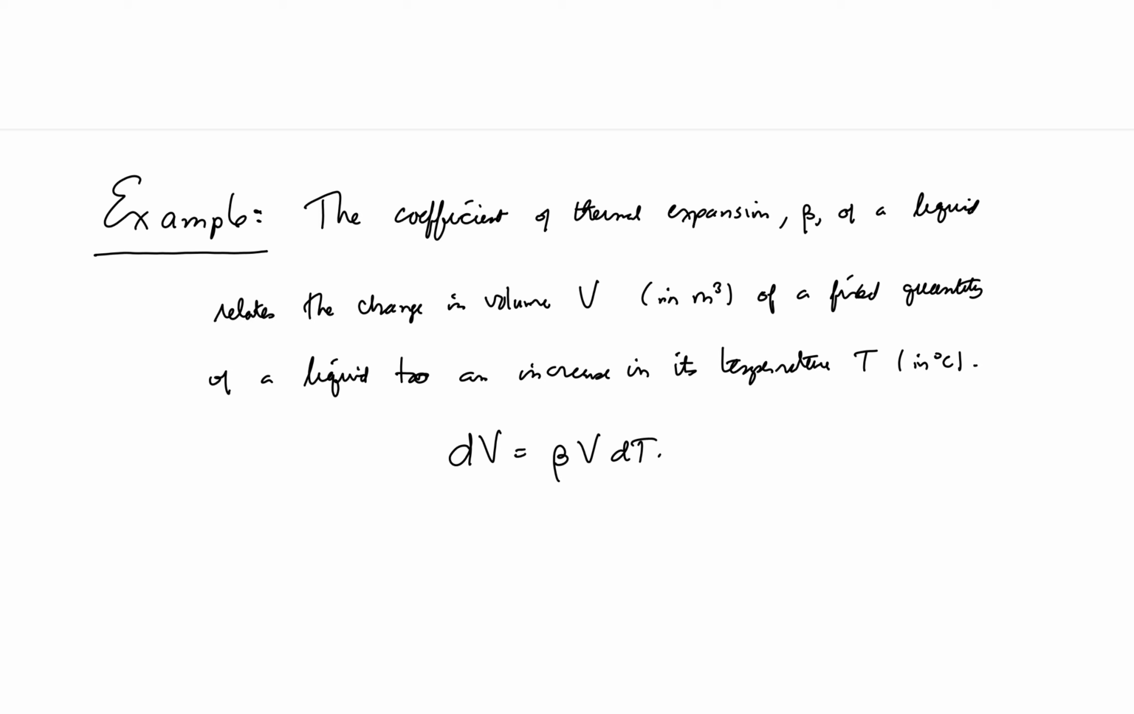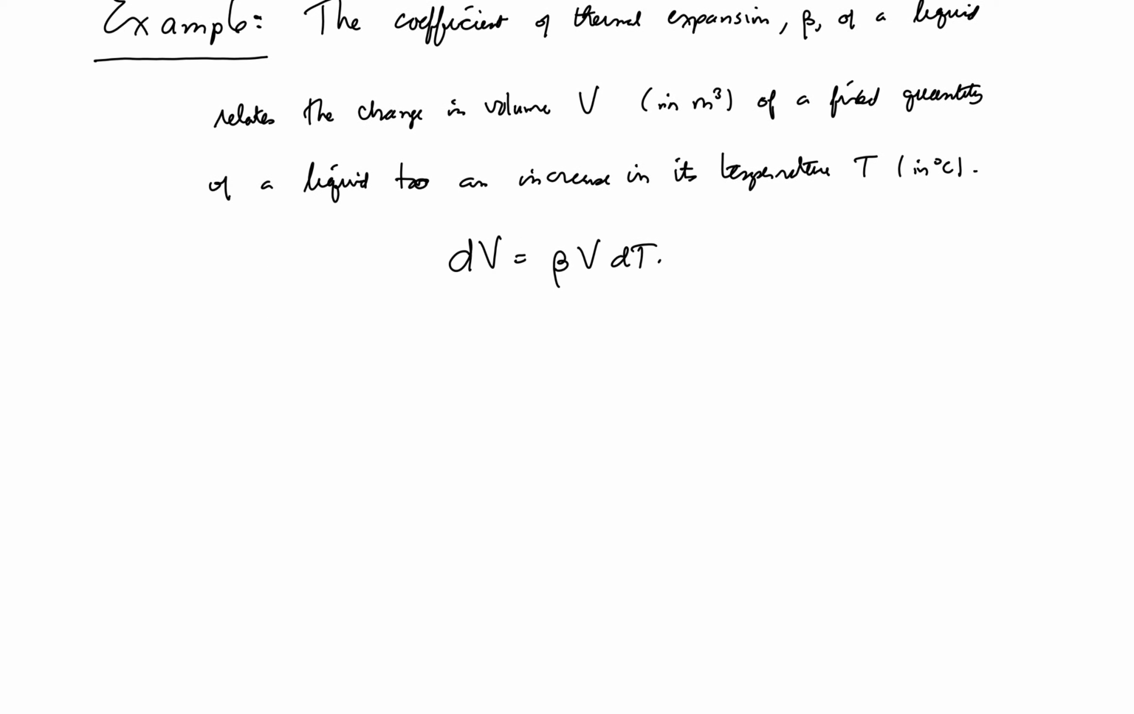Okay, so the coefficient of thermal expansion, which we're going to denote as beta, of a liquid relates the change in volume in meters cubed of a fixed quantity of liquid to an increase in its temperature in degrees Celsius, and this is given by dV is equal to beta times V times dT.